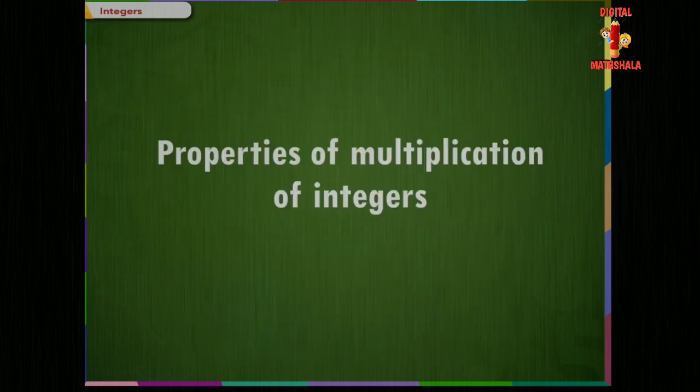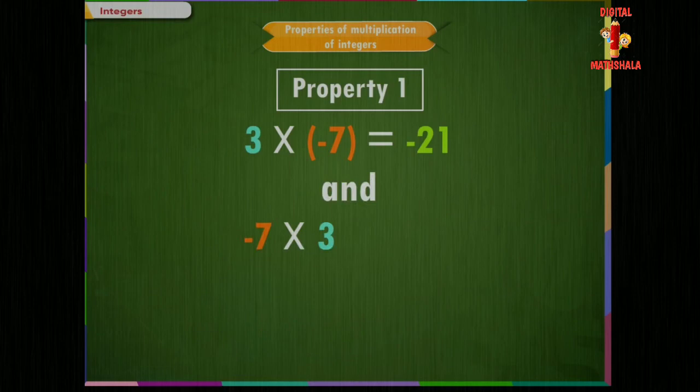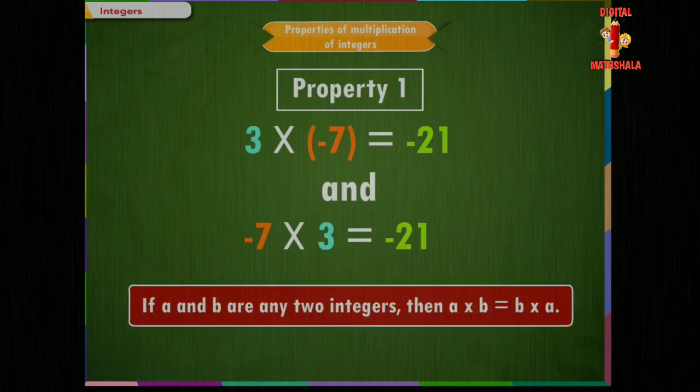Properties of multiplication of integers. Property 1. Let us multiply two integers in different order and see if their products are the same. For example, 3 into minus 7 is equal to minus 21 and minus 7 into 3 is equal to minus 21. We see that the product of two integers remains the same whatever be the order of multiplication. Thus, if a and b are any two integers, then a into b is equal to b into a. This is called the commutative property of multiplication.